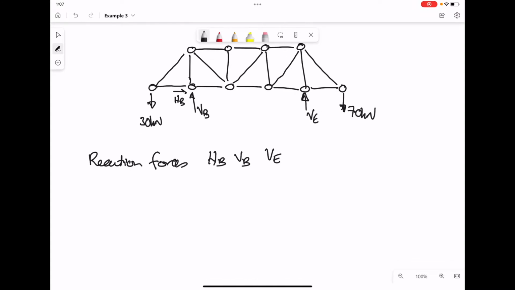To do that, we consider the three equations for equilibrium. First one of these is sigma Fx equals 0. All the forces in the x direction must add up to give you 0 for equilibrium. Looking at our free body diagram, there is only one horizontal force, HB. It's pointing to the right. It's positive. For equilibrium, must be 0. Therefore, our HB must be a value of 0.